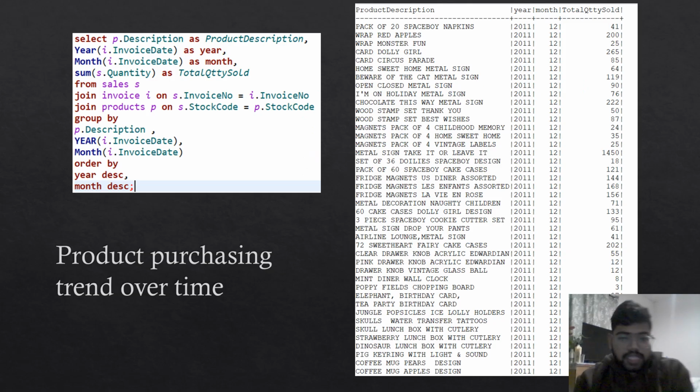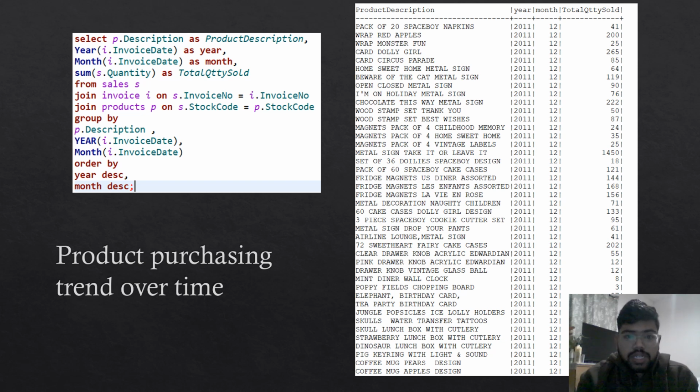Here, project purchasing trend over time. In this, we are finding the most number of products sold in a month of each type, based on the year and month. In this, we are selecting the description of the product, which year it has been sold, which month it has been sold, and the total quantity of the product that has been sold.